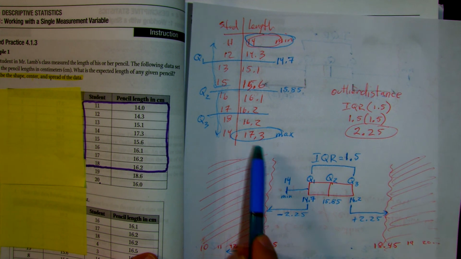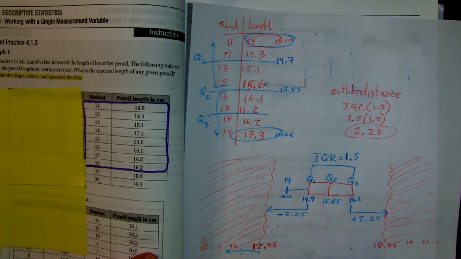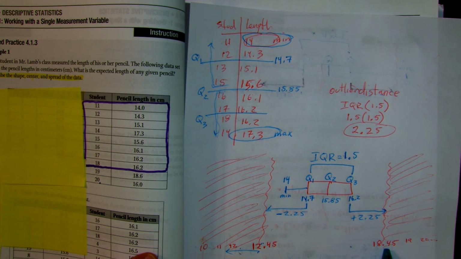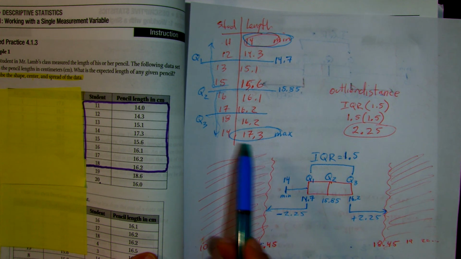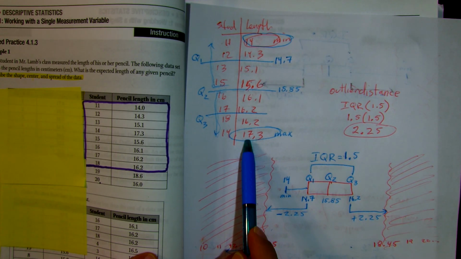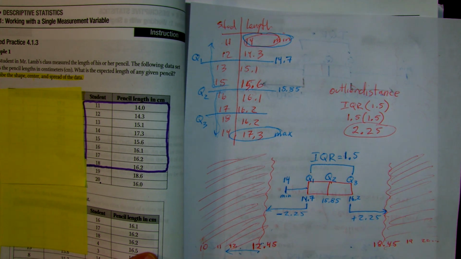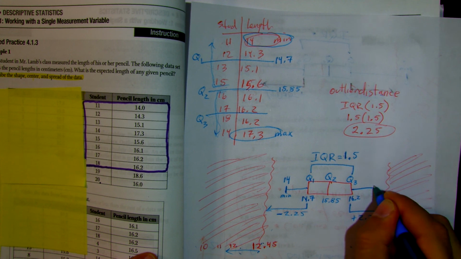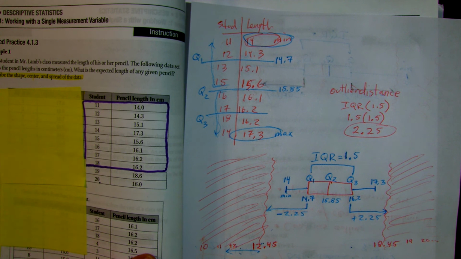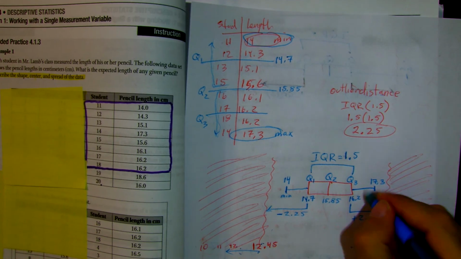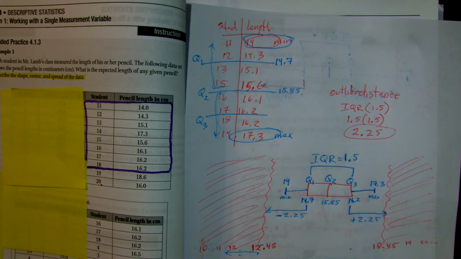17.3. We just figured out that the fence is 18.45, and any number that's greater is an outlier. So if my greatest value was 20, that would be an outlier. But my greatest value is only 17.3. Where does that go? It only goes to like here. So it is not an outlier. That part's a little confusing. I need to make sure everybody knows how to do that.